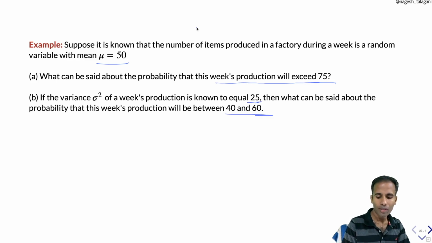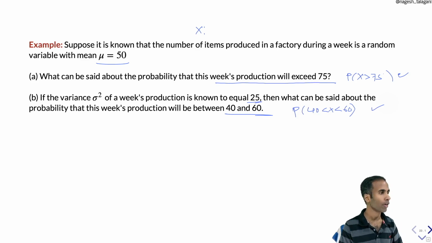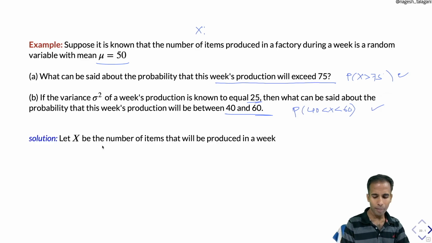If x is a random variable which denotes the number of items produced during a week, then in question A, we want to say something about the probability of x bigger than 75. In question B, we want to say something about x between 40 and 60. Here, using Markov's inequality, we are going to give an upper bound. Using Chebyshev's inequality, we are going to give a lower bound.